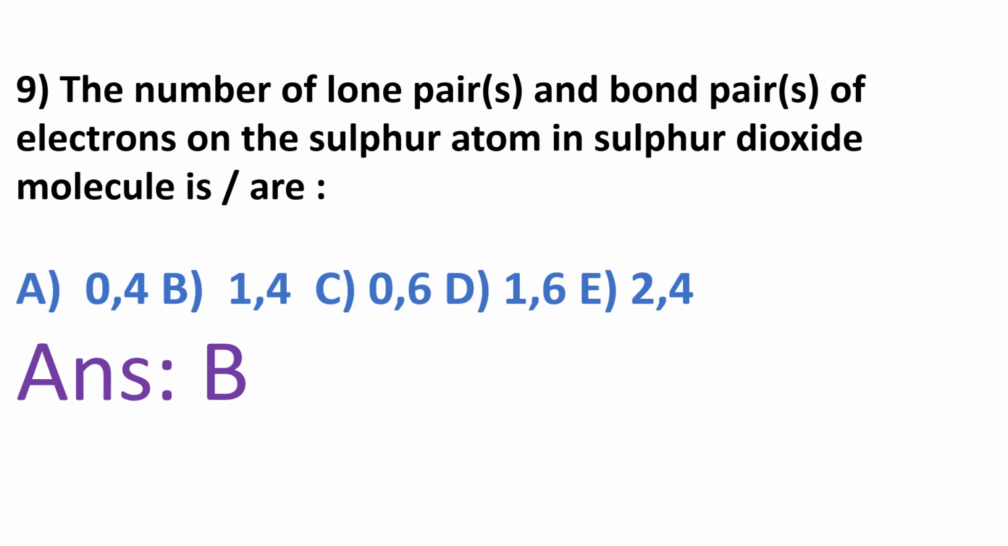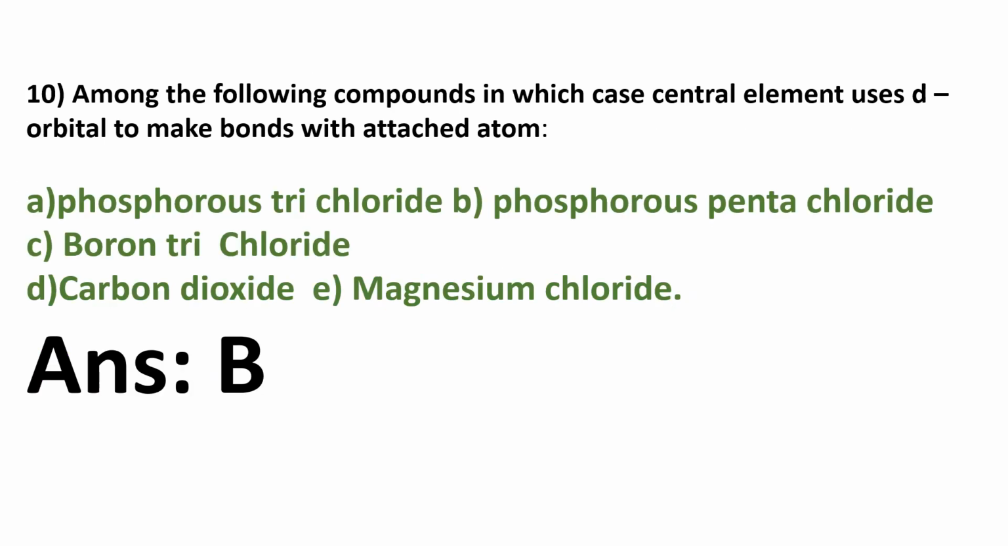Next, the number of lone pairs and bond pairs of electrons on the sulfur atom in SO2. Double bond to each oxygen forms 2 bonds. It's a V shape. It contains one lone pair and 2 sigma bonds, 2 pi bonds, indirectly 4 bond pairs, because of the double bonds to oxygen. It contains 4 bond pairs and one lone pair. Right option is B.